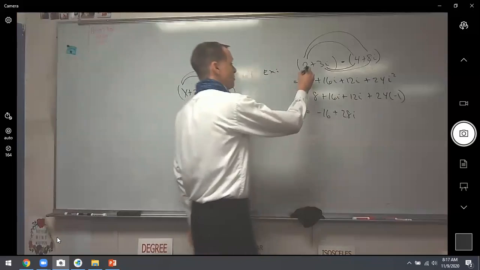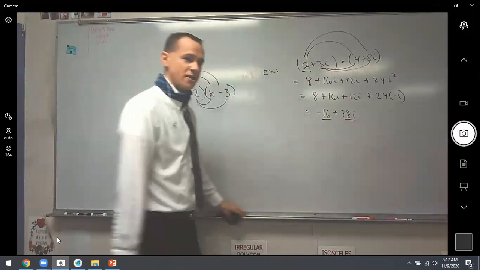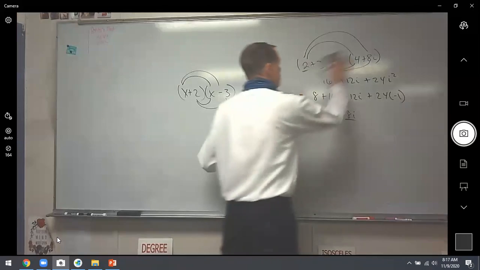You start with a complex number, something with real and imaginary. You do some work, and what do you get back out? Something that is complex again, real plus imaginary. That's pretty much all there is to that. Let's try another one of those.